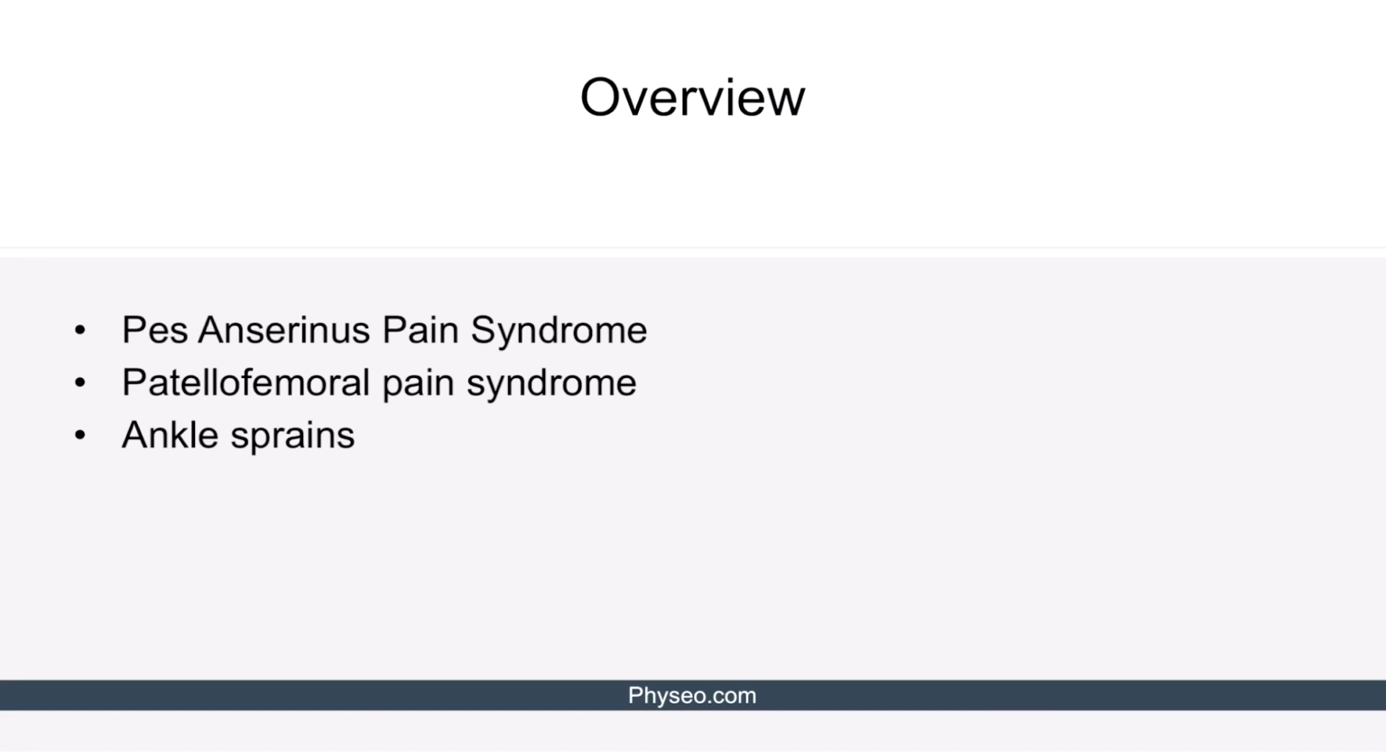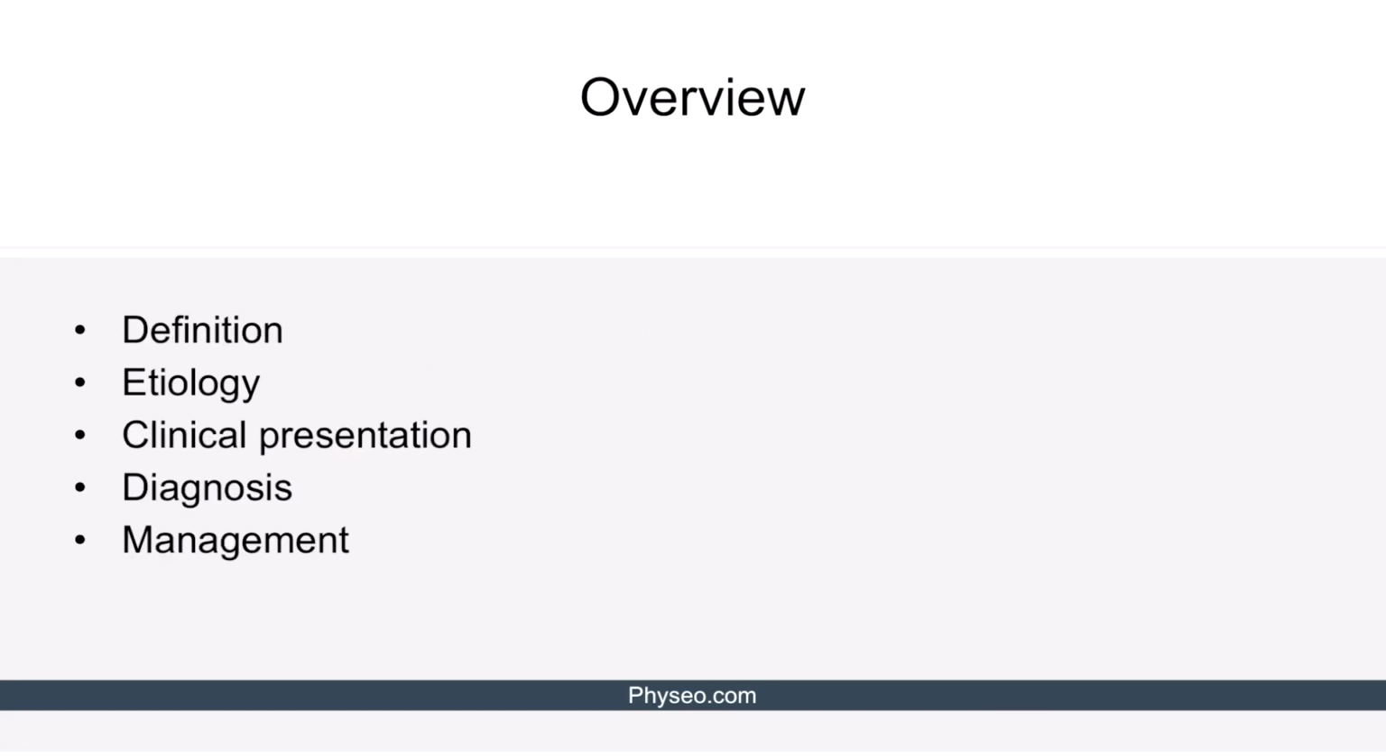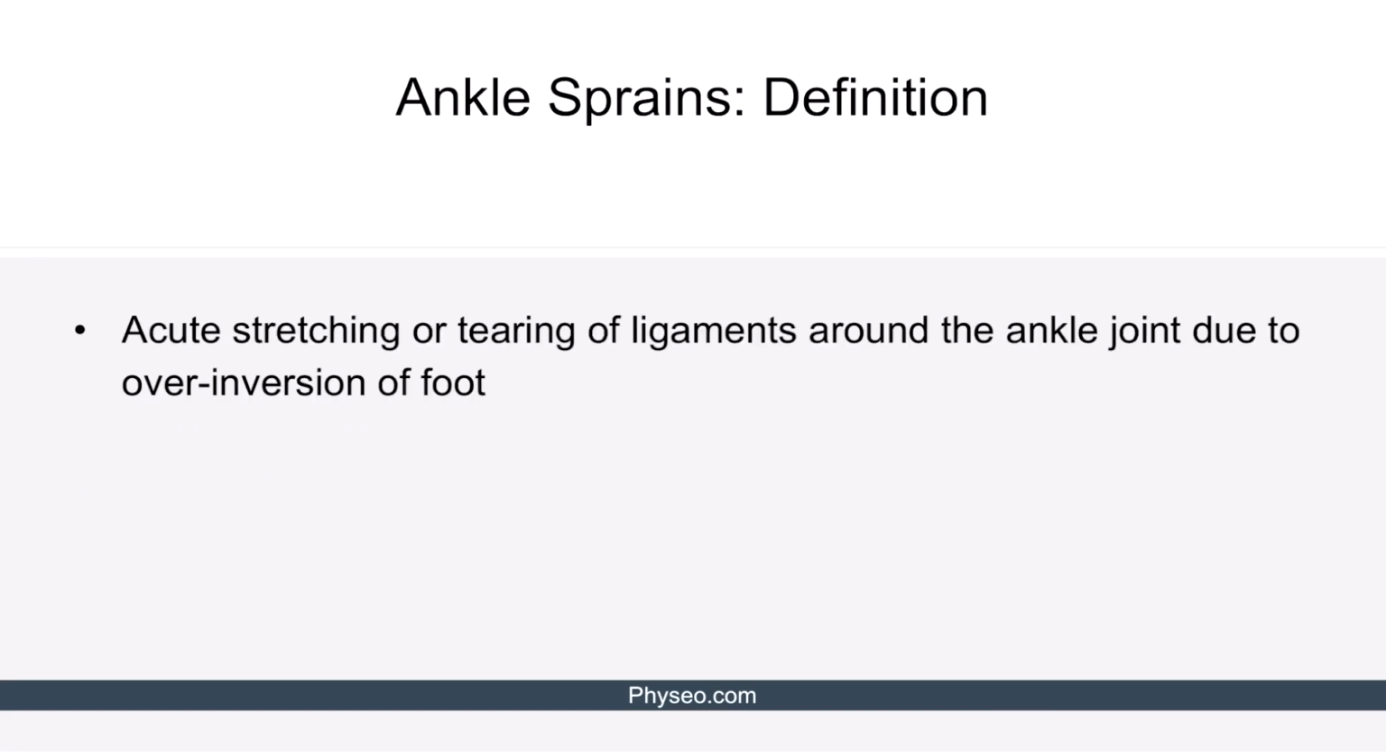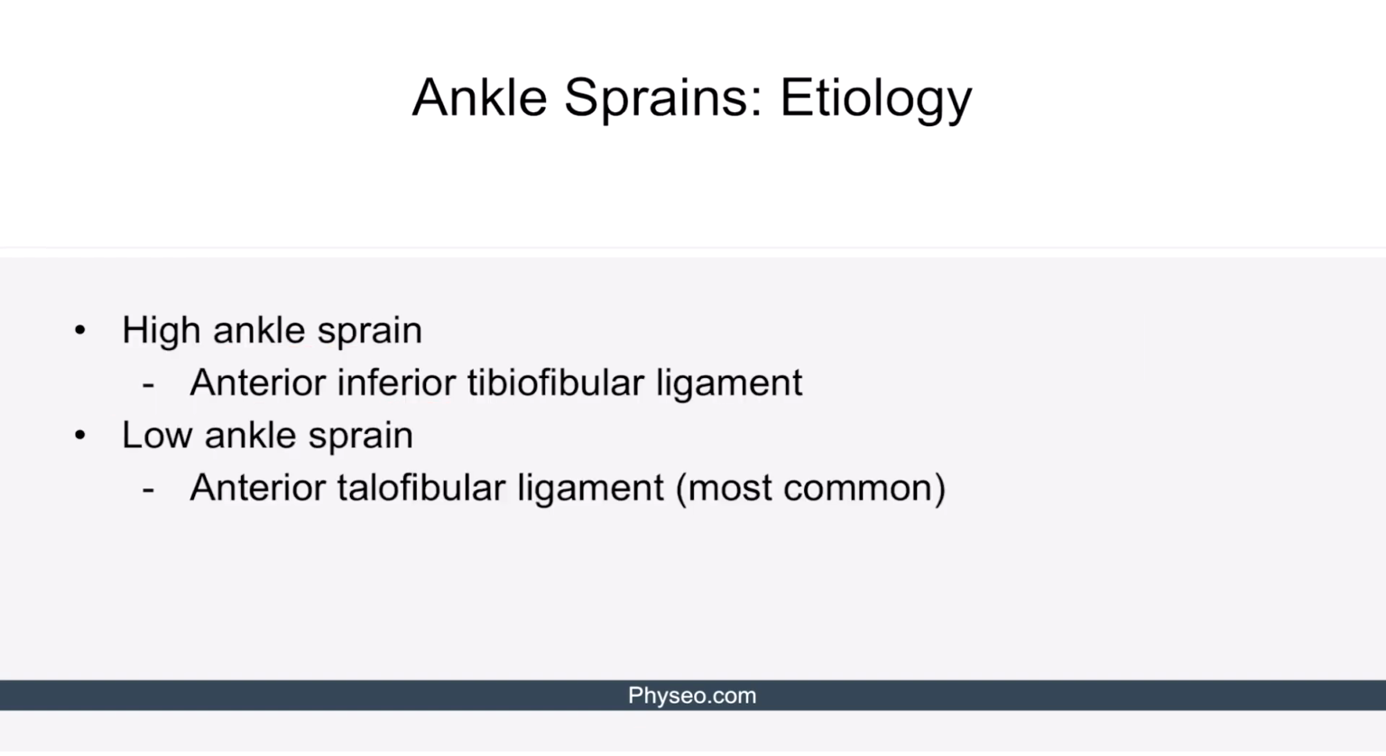We will finish off the lecture by talking about ankle sprains. Here's the overview slide of topics we're going to discuss. An ankle sprain is the acute stretching or tearing of ligaments around the ankle joint due to over-inversion of the foot. There are high and low ankle sprains.